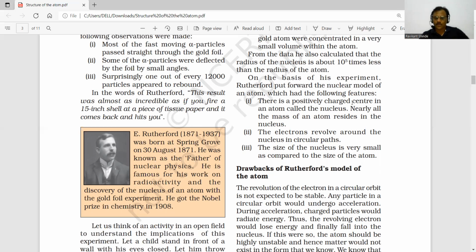It's too small. Imagine a cricket ground, and if you keep a ball exactly in the middle of the cricket ground, that ball becomes the nucleus, and the huge space from the stadium grandstand to the ball is the space available in the atom. So this is how he compared the atom with a cricket ground.